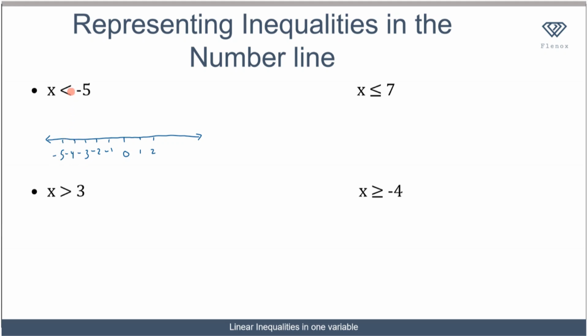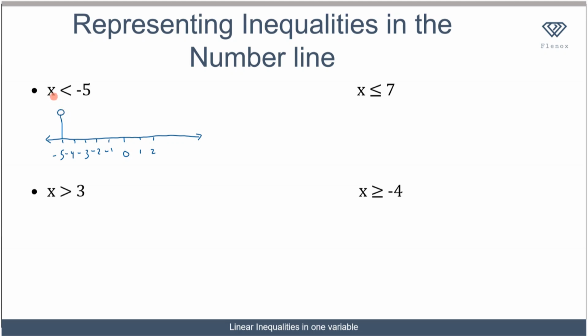Now we are told that x is less than minus 5. What does it mean? It means that all the values of x are not up to minus 5. We have already said that when a number is less than another number, it lies to the left of that number. So we draw a straight line up just to trace it, then we draw a small circle on top of it.